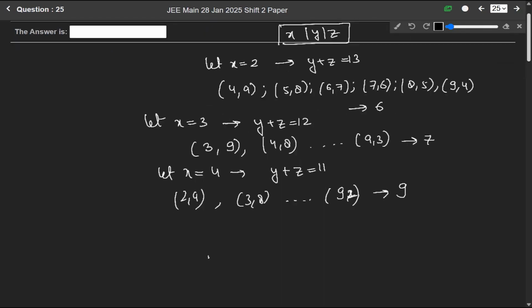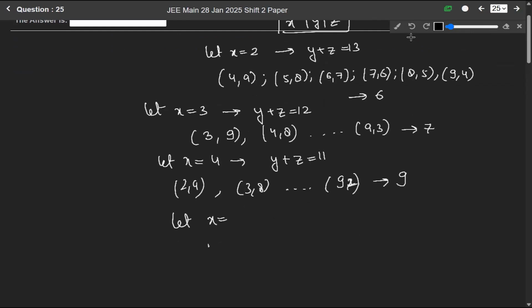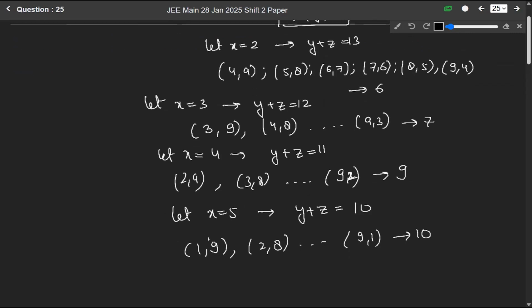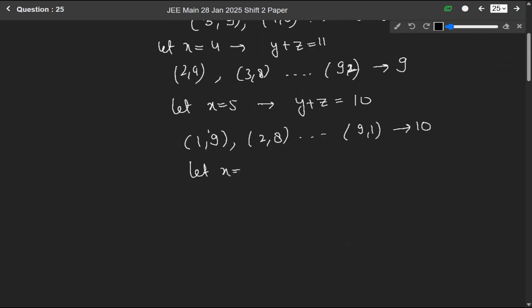Okay. Similarly, let x equal 5. At that time, y plus z will be 10. So there will be 1,9; 2,8; up to 9,1. So the number of ways will be 10 here. Okay. And when x equals 6, at that time y plus z equals 9. So the ways will be 0,9; 1,8; up to 9,0. So there will be 10 ways.